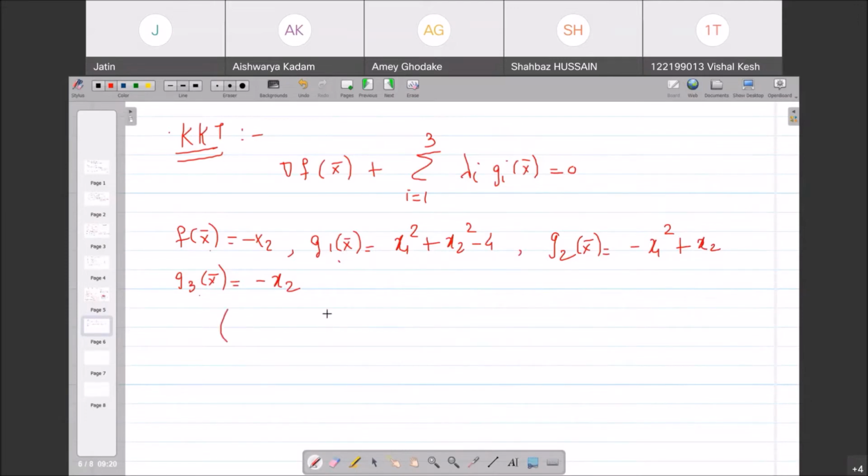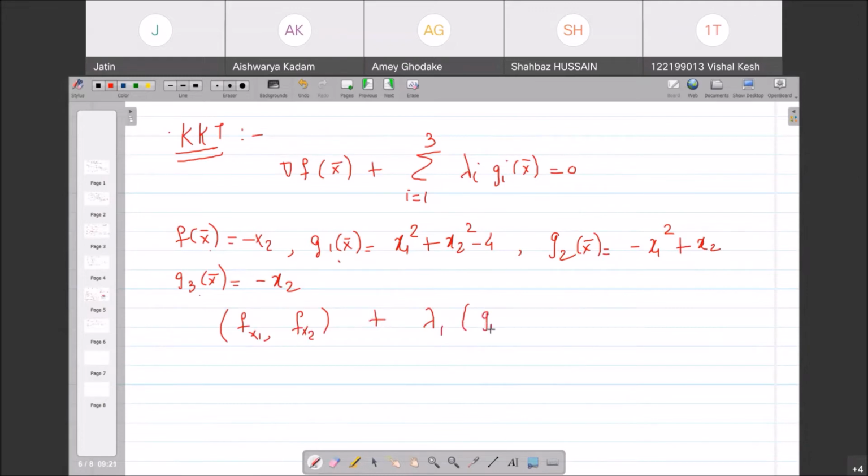Now what is grad of f bar? What is the gradient? Gradient is an operator such that if you apply it to a scalar valued function, it gives a vector consisting of partial derivatives. So this is f with respect to x1 and f with respect to x2, right? Those who are comfortable with this can start solving this.